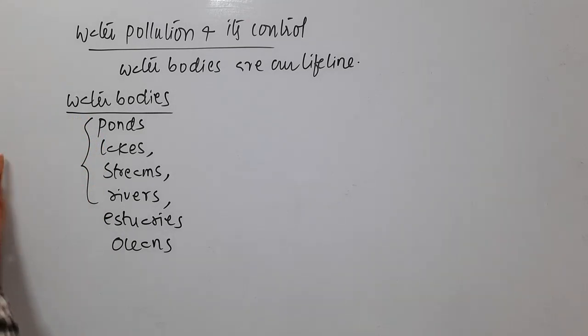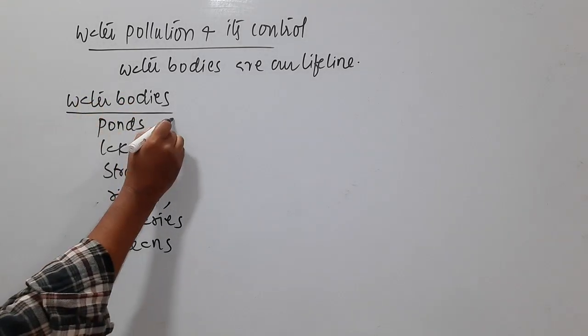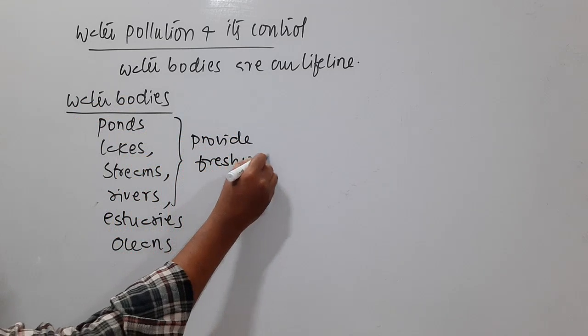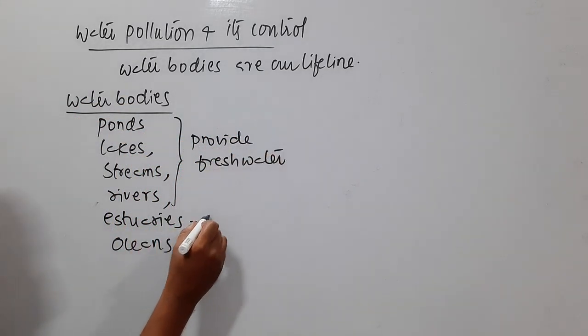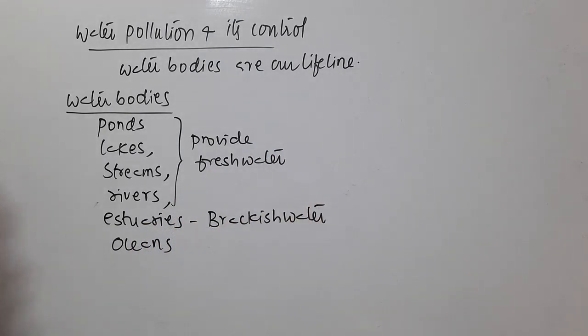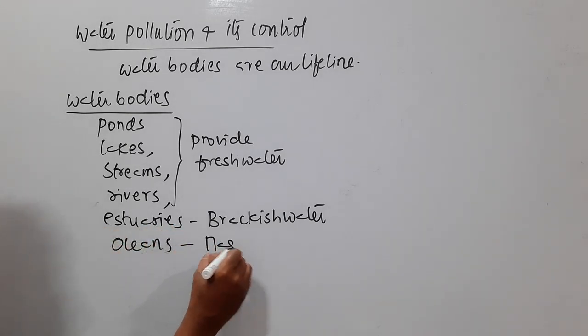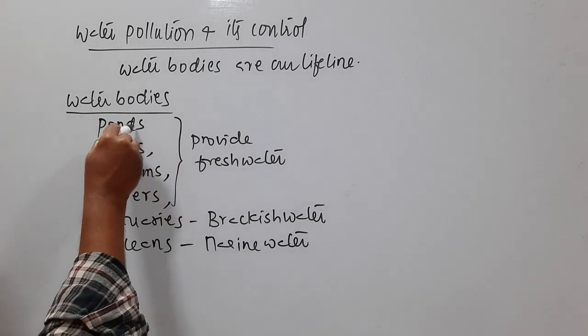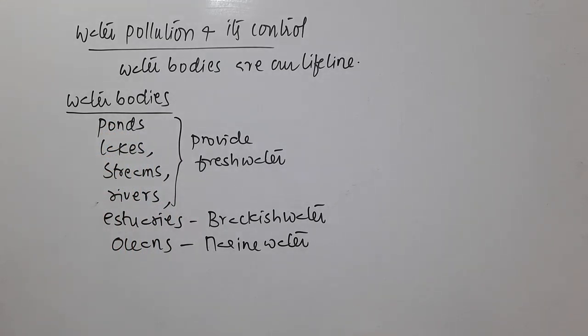So these are the ones that provide fresh water. And estuaries contain brackish waters, which are neither salty nor fresh water, so they are in between, not too salty like the oceans. And the oceans include the marine water. So whatever water is available as fresh water will come from these ponds, lakes, streams, rivers, etc.